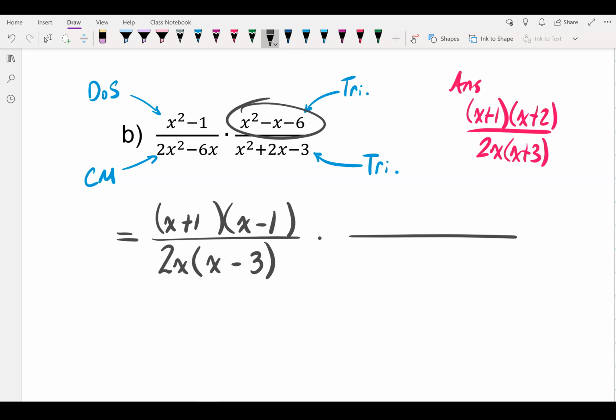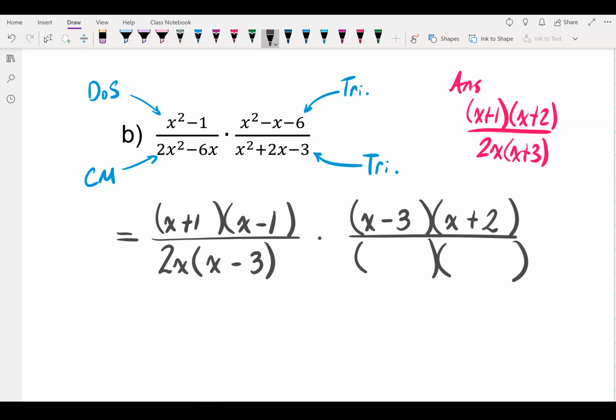The top right here is what I'm going to do next. That's a direct factoring because it's an a equals 1 form. This is going to be x minus 3, x plus 2. Negative 3 and 2 multiply to make negative 6. Negative 3 plus 2 is negative 1. So that's why that works out. The last one, what's it going to be? Two numbers that multiply to make negative 3 and add to make positive 2. That is positive 3 and negative 1. Check it if you don't believe me.